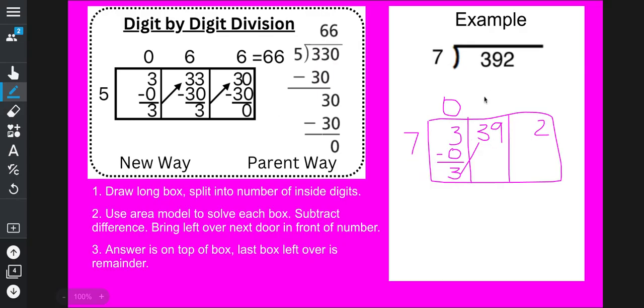Next, we divide in our middle one. We get 5. 7 times 5 is 35. We subtract that out. We get 4. 4 is smaller than 7, so we bring it next door. 7 goes into 42 6 times. We multiply, we get 42. We subtract, we get 0, so we have no remainders. So our answer is 56.